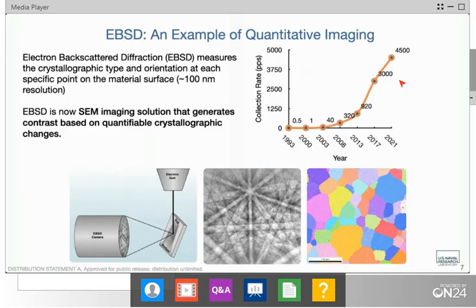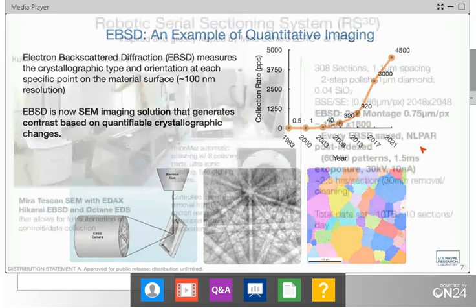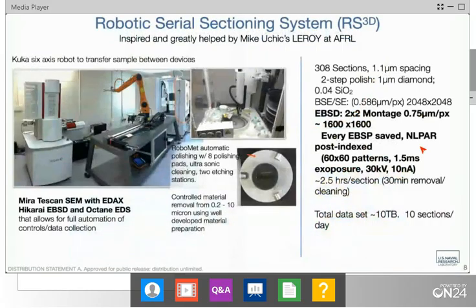Now, the next thing you may realize is that, well, okay, that's great, but you're still talking about having to take a sample and load it into an SEM and back out of an SEM, do all the polishing. And so that seems very labor intensive. And you're not wrong, but there's also solutions to that. And this is our solution. So this is the Robotic Serial Sectioning System for 3D.